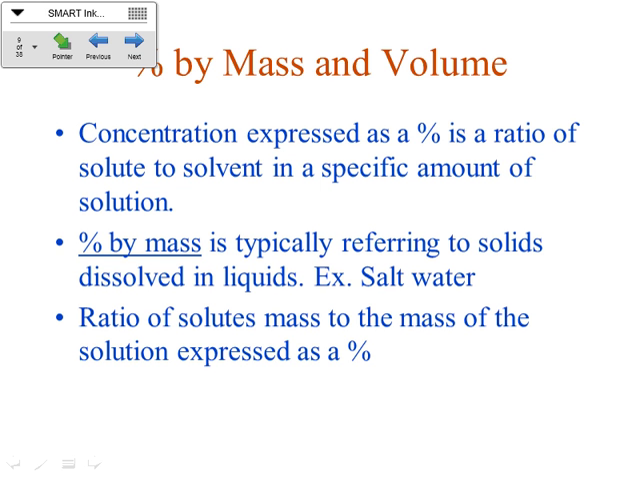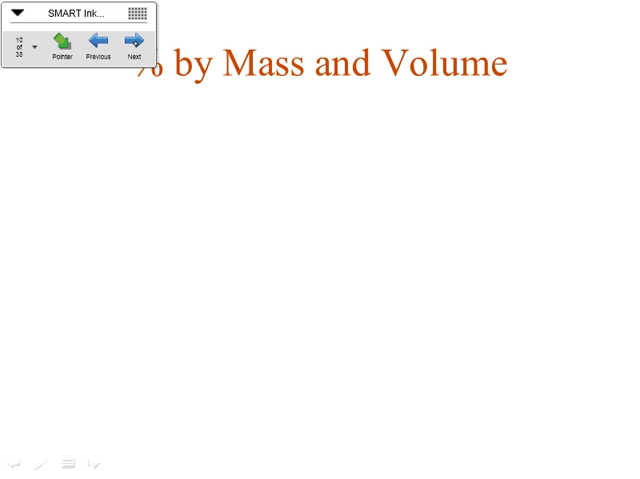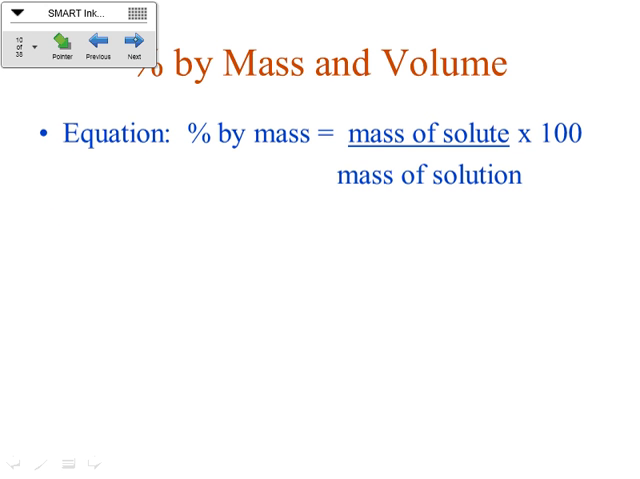The ratio of solute mass to the mass of the entire solution is expressed as a percentage for mass percent. So you find out the mass of the solute, in other words the mass of the salt, and then the mass of the entire saltwater solution, and you set that up as a ratio. Here's the equation. Percent by mass is mass of solute divided by mass of solution times 100.